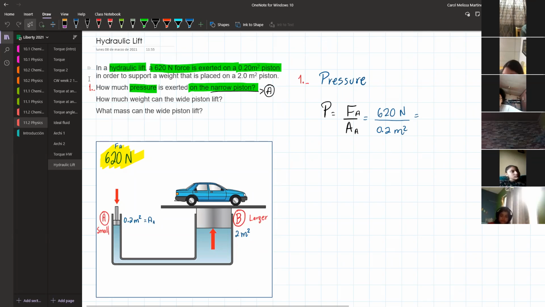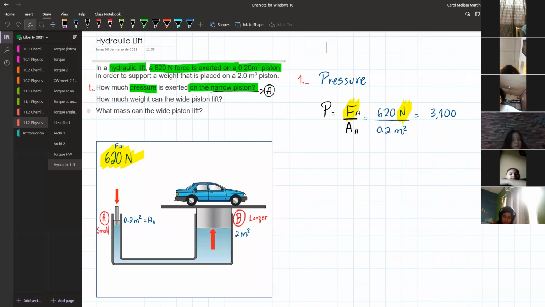What is the answer that you get? 3,100. Now take a look at the units. I have Newton because we're talking about force, and I have meter squared because I'm talking also about area. So the units are Newton per meter squared.